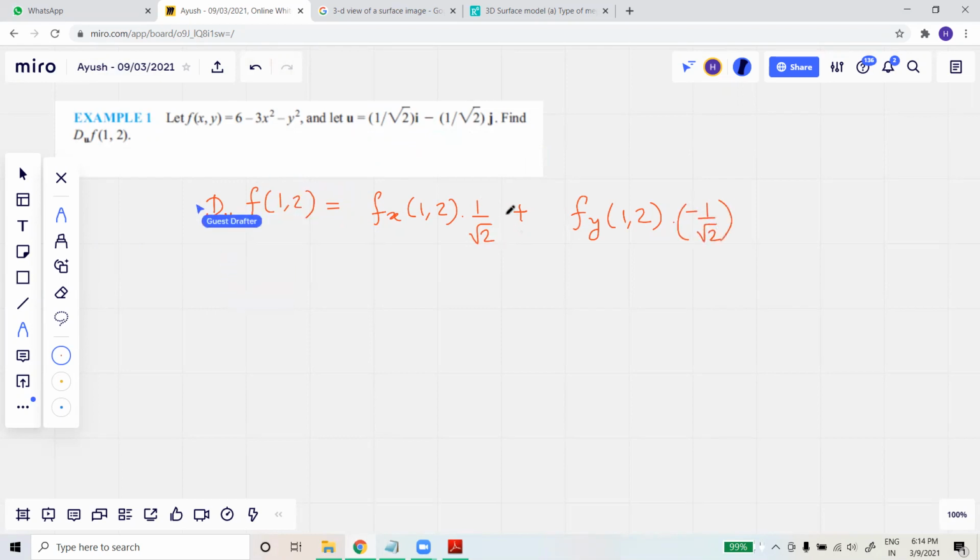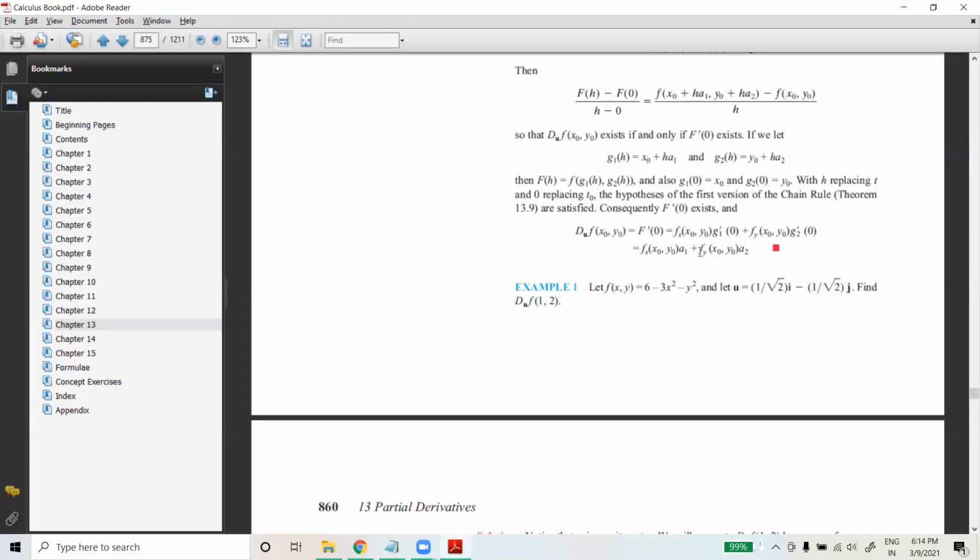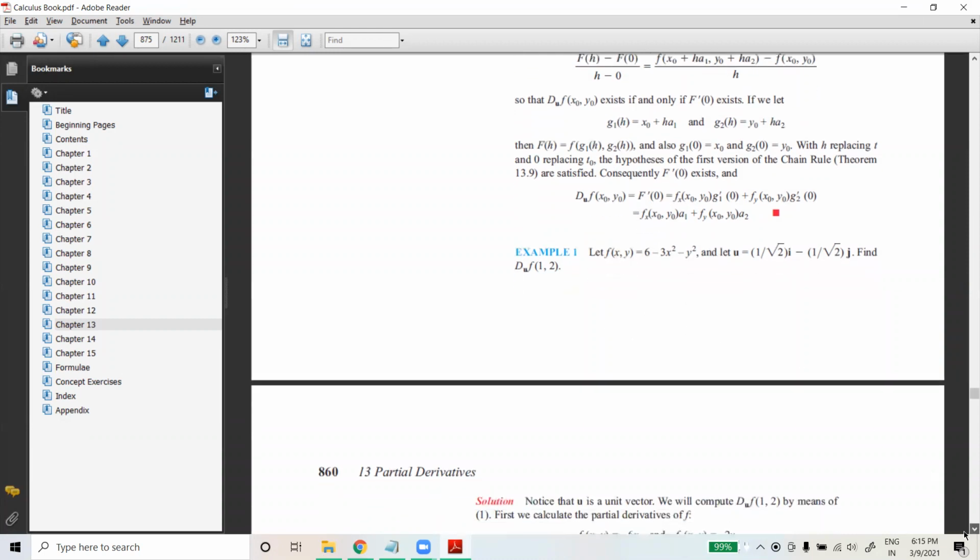What about i and j? Would you still have i and j here? No, because the directional derivative is not a vector, it's a quantity. It's a number, a constant value. Yes, it's a number. It's the slope of some tangent line. So it's not a vector.